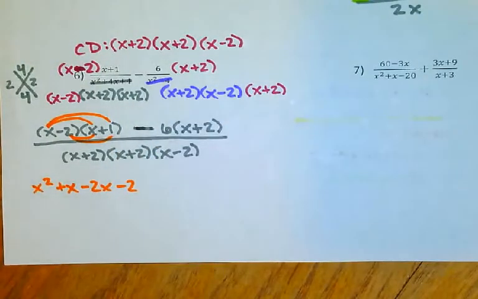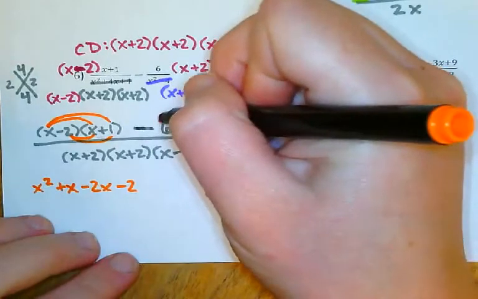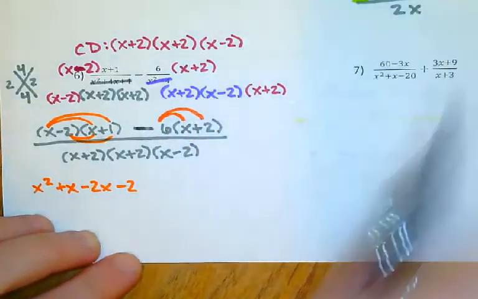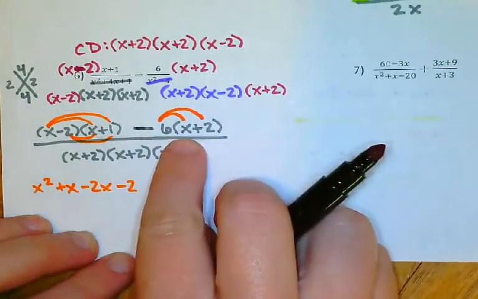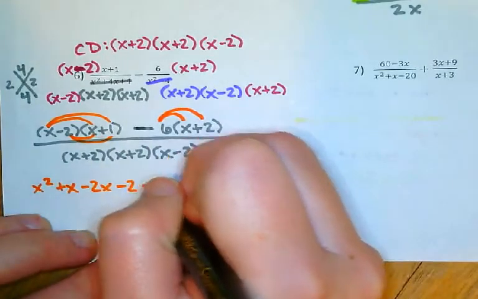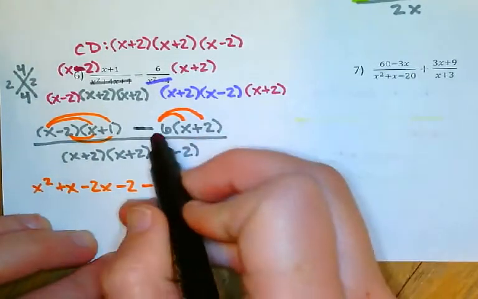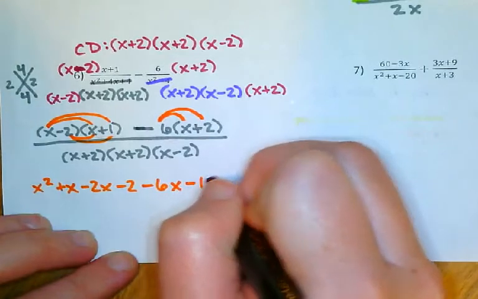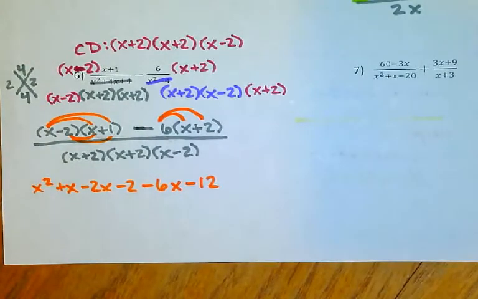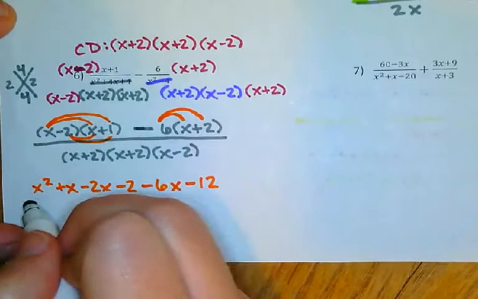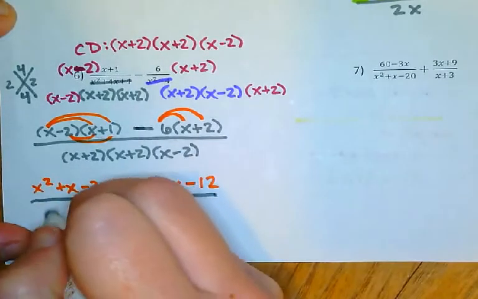So that negative 6 goes to the parentheses. Negative 6 times x is going to be a negative 6x. Negative 6 times 2 is going to be a negative 12. Alright? This is all over our common denominator.